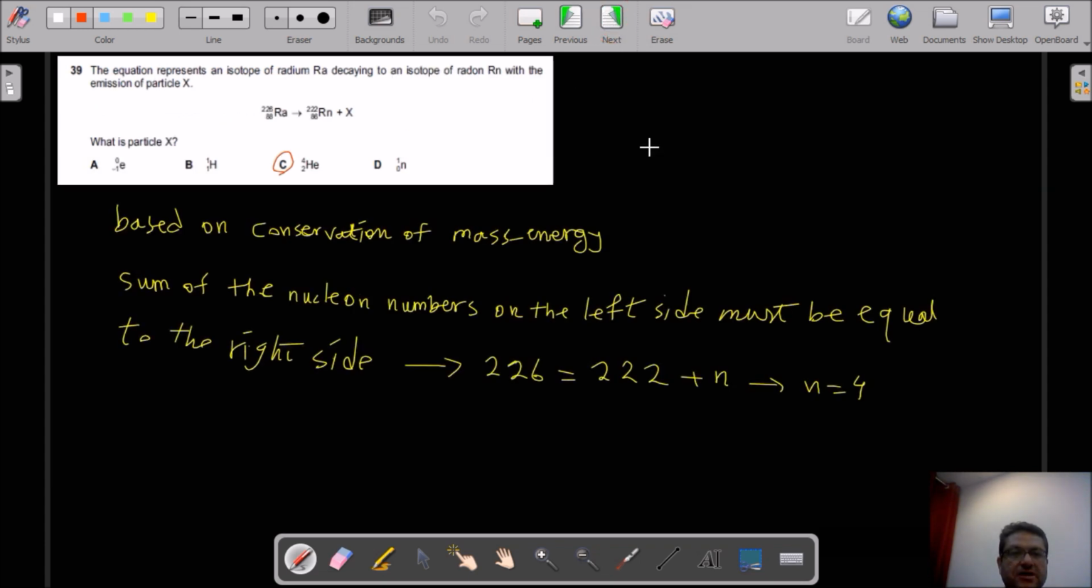The equation represents an isotope of radium Ra decaying to an isotope of radon with emission of particle X. What is particle X? Based on conservation of mass energy, the sum of the nucleon numbers on the left side must be equal to the right side. So 226 equals 222 plus an unknown, which I call n, so you can find n. N will be 4. So the only choice C will be right.